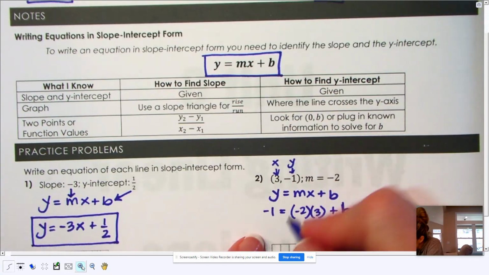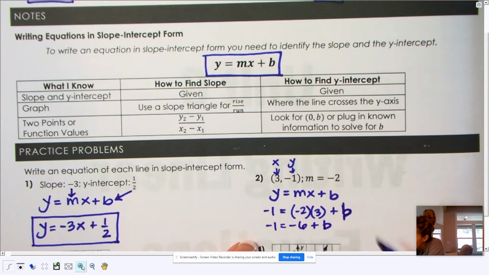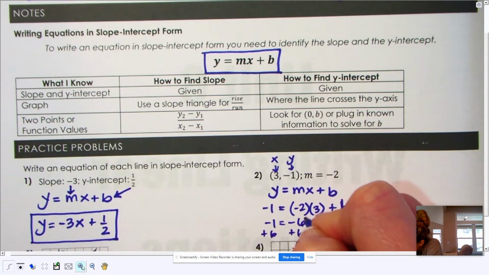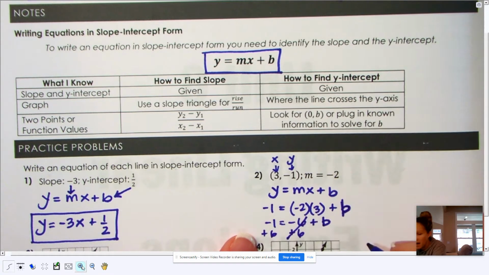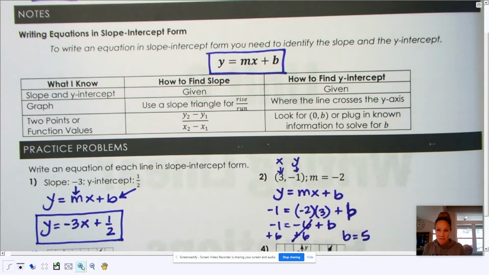So sorry, I want to make sure that doesn't look like a 6. All right, so we're going to multiply here. So we have -1 equals -6 plus b. And then I'm going to add 6 to both sides. And I get b is equal to 5. Okay? And so that's not my final answer.